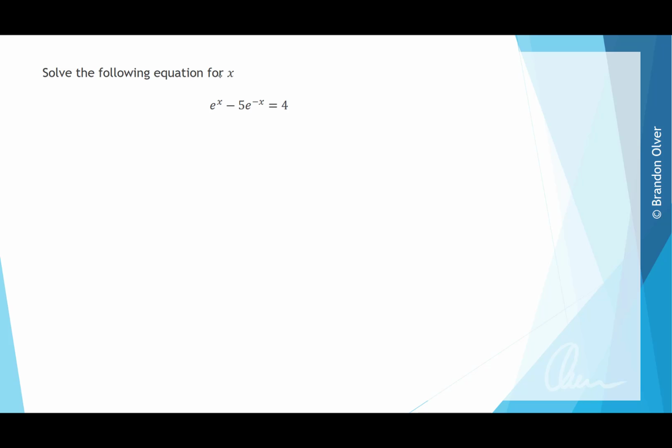Solve the following equation for x. So our equation is e to the power of x minus 5e to the power of negative x equals 4. And now to start off with, we're going to express all of the powers as positive powers.